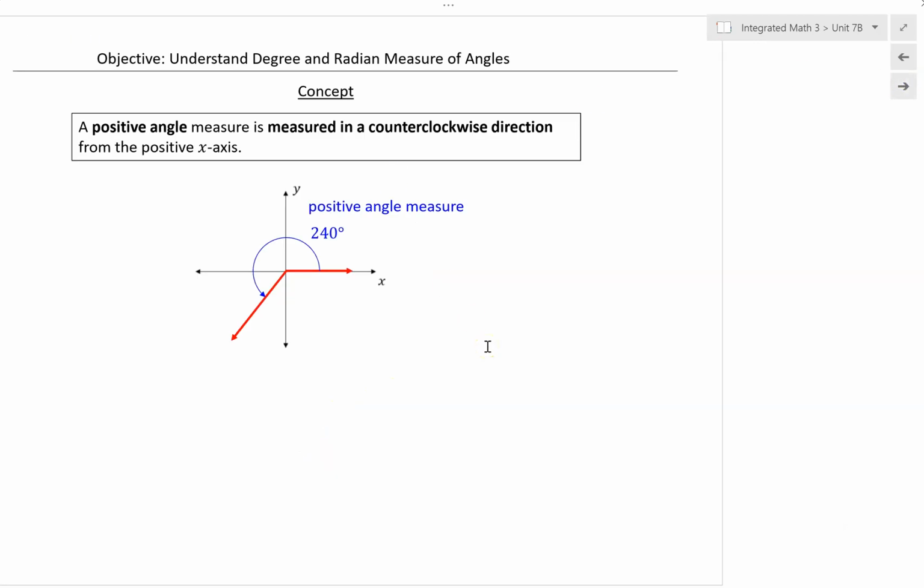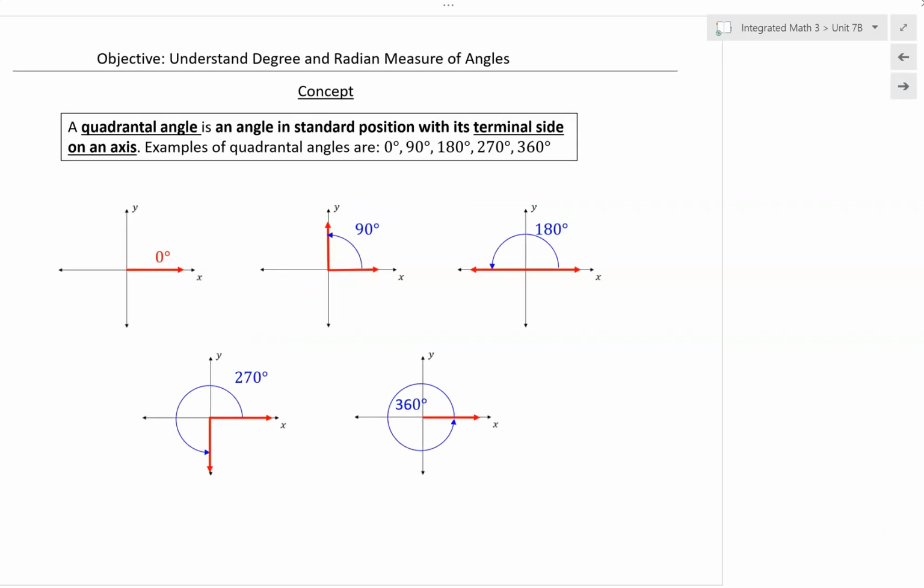An angle is positive if it is measured in a counterclockwise direction, meaning here is my initial side, and it goes in a counterclockwise direction to where it ends. If I go in the opposite direction, clockwise, that's actually a negative angle measure, and we're not going to cover that in this curriculum.